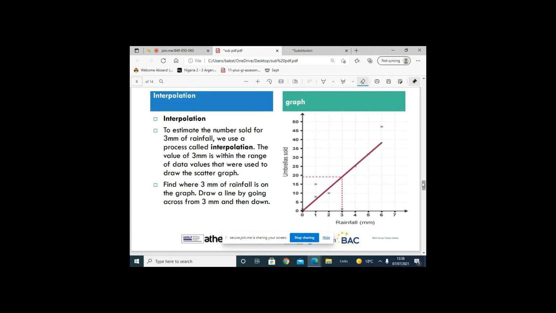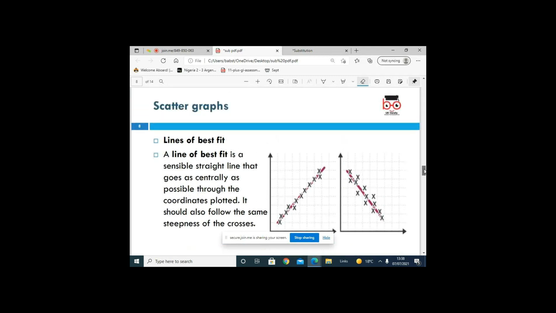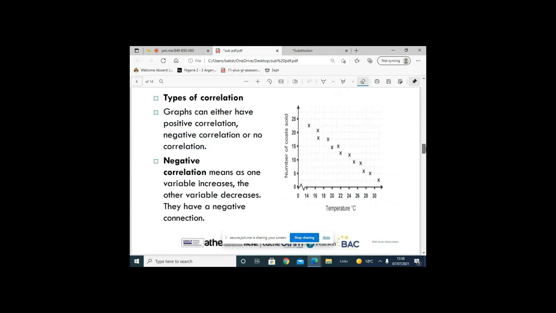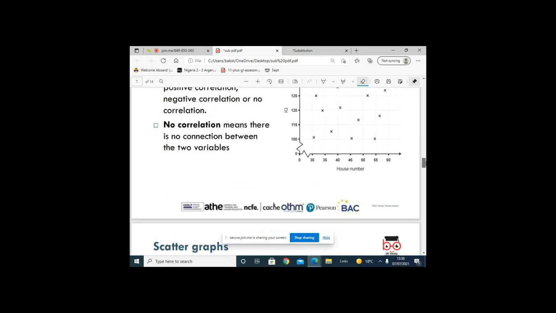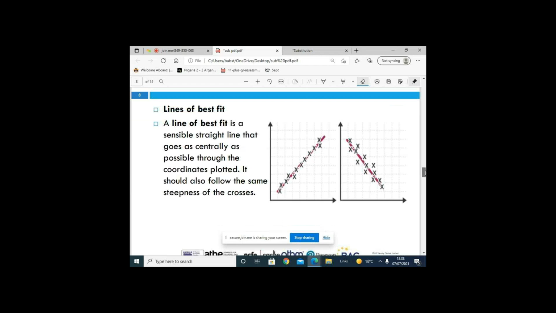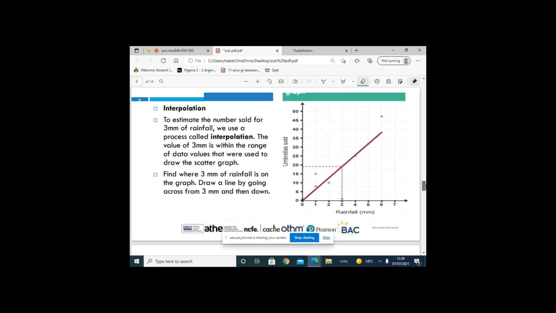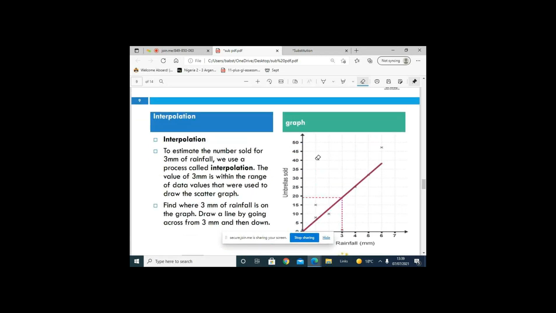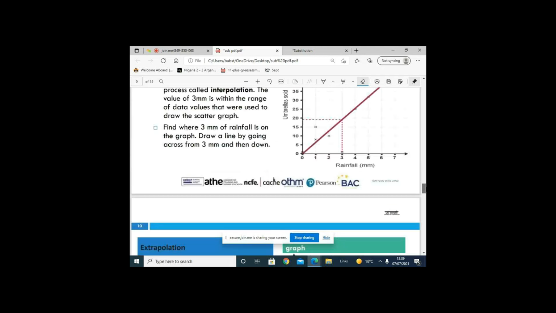So this is where the question normally comes from. This type of question is always a 1 mark question. They just ask you to draw a line of best fit. Sometimes they ask you to identify whether it is positive, negative, or no correlation. That's 1 more mark too. Line of best fit is normally 1 mark. But sometimes you will need the line of best fit to do interpolation and extrapolation.